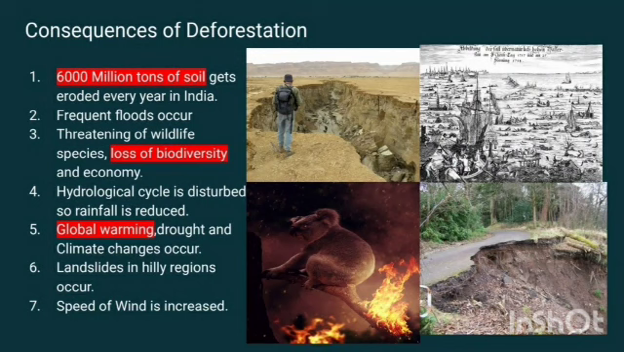Consequences of deforestation. 6,000 million tons of soil gets eroded every year in India. Frequent floods occur, threatening wildlife species, with loss of biodiversity and economy. The hydrological cycle is disturbed, so rainfall is reduced. Global warming, drought and climate change occur. Landslides in hilly regions occur. The speed of wind is increased.